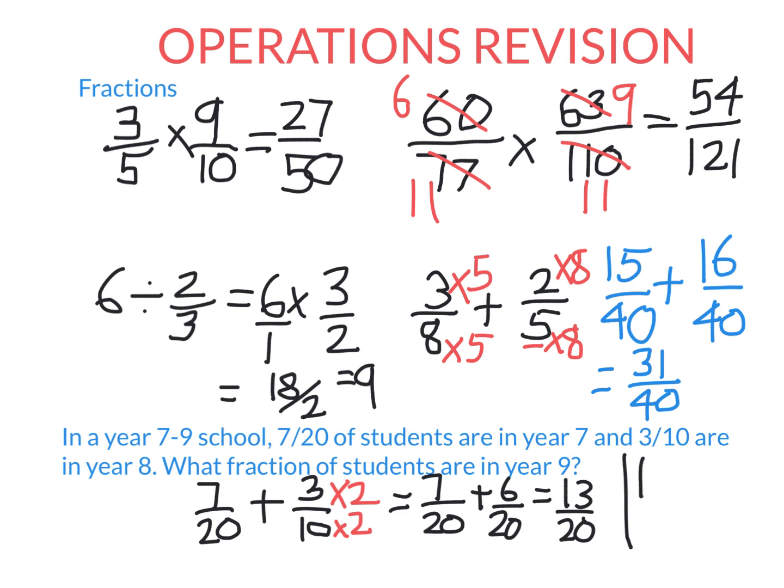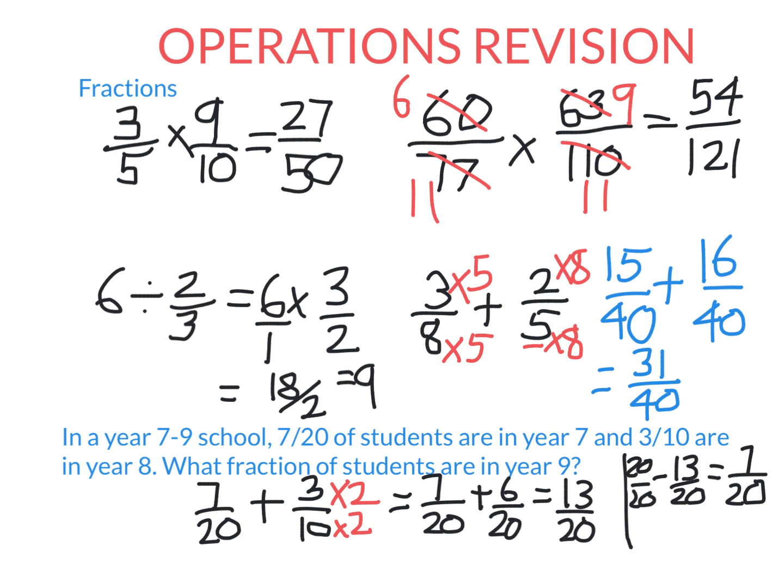Well, I take one whole, the whole school, and I subtract the fraction of students that are in year 7 or 8. So when I'm subtracting from a whole number like this, I'm going to make it have the same denominator still. I'm going to make 1 into 20 over 20. One whole is the same as 20 20ths. So now that they have the same denominator, I simply subtract the top. 20 minus 13 is 7. I keep the same denominator. When adding or subtracting, you never change the denominator.